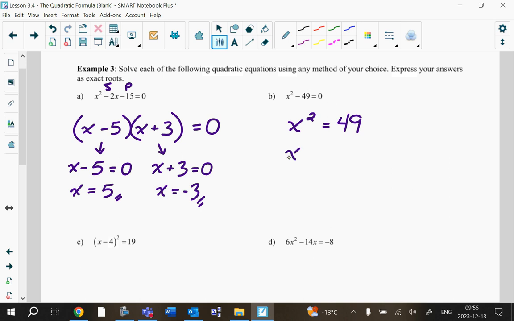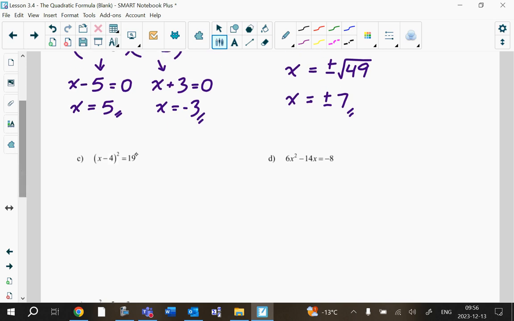Then we take the positive and negative square root of 49, and then we've got to look and see, can we take it exactly? Can we simplify it? Can we do nothing? We can take it exactly to get plus or minus 7. Absolutely, because there's two answers. If you just wrote 7, you get 1 out of 2.